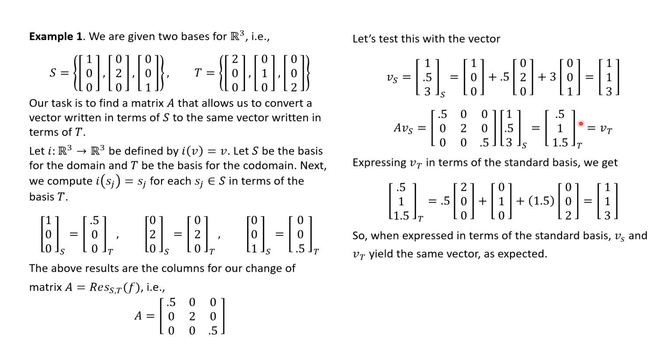Then we can take this output here and expand it out and see what that equals. It should be the same in terms of the standard basis. So we get 0.5 times this vector, 1 times this vector, and then 1.5 times this vector. We do the computation and we get 1, 1, 3. So when we expand the vector V in terms of the standard basis, starting from both the basis S or the basis T, we get the same result, which is what we should get. So we checked out here.